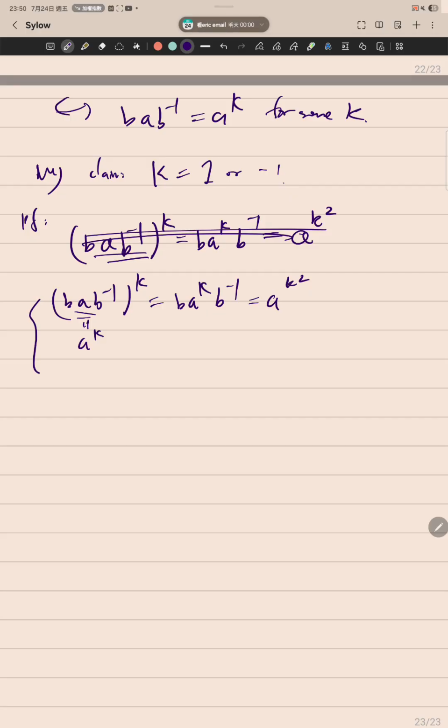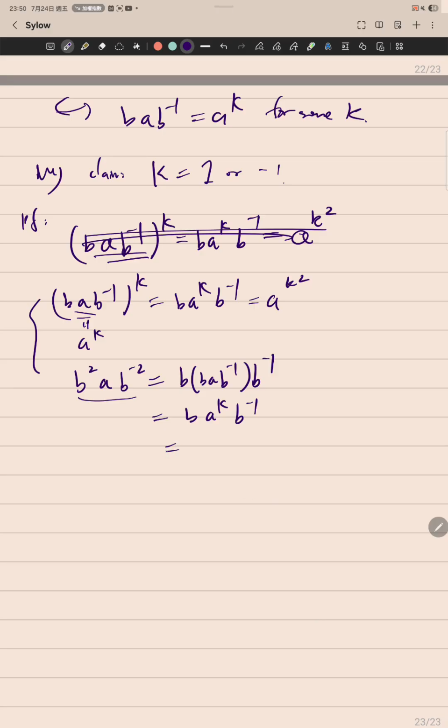Okay, so now we can also compute this. Let me see. So this is B inverse, so this is BA^K B inverse, right? And this is A^K squared. But B squared is 1, right? B squared is 1. So this is A. So A is the same as A^K squared.